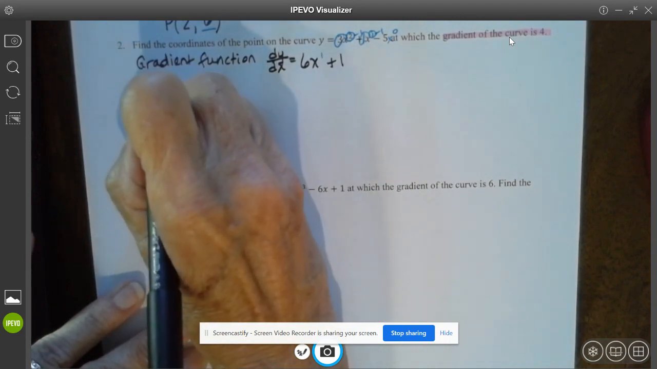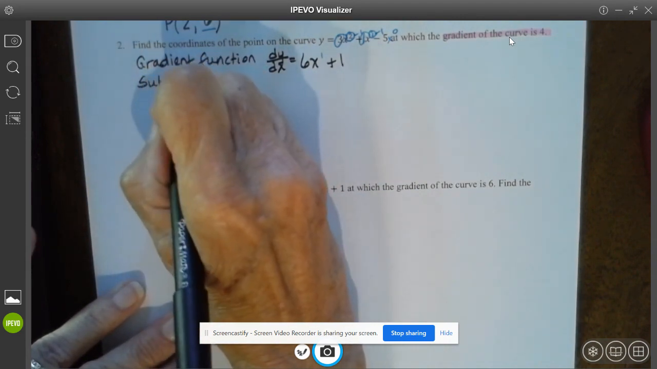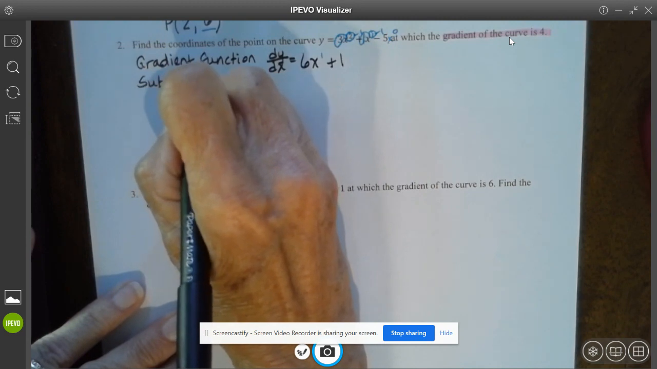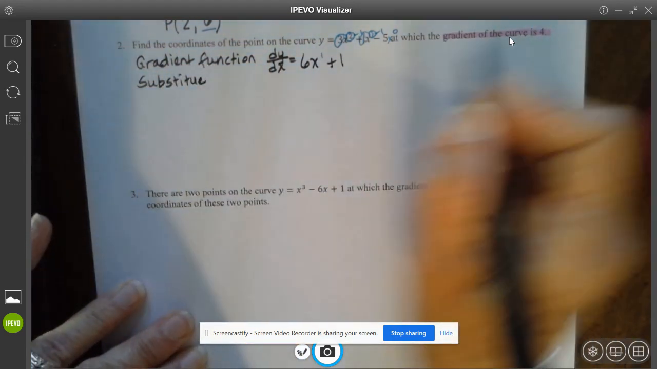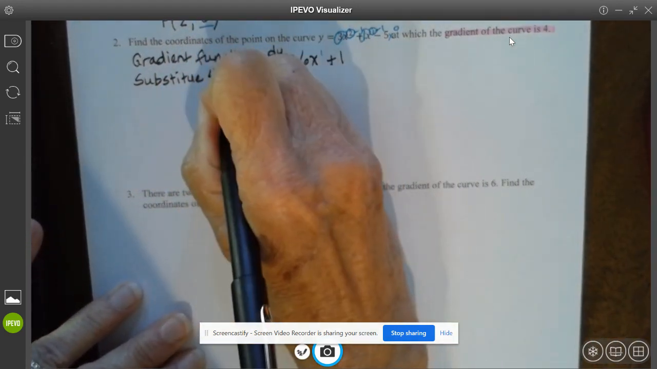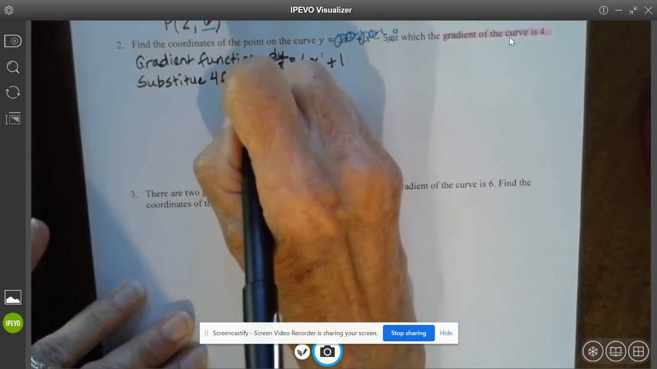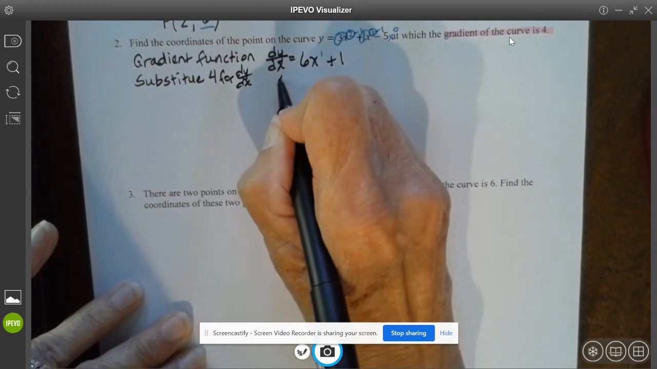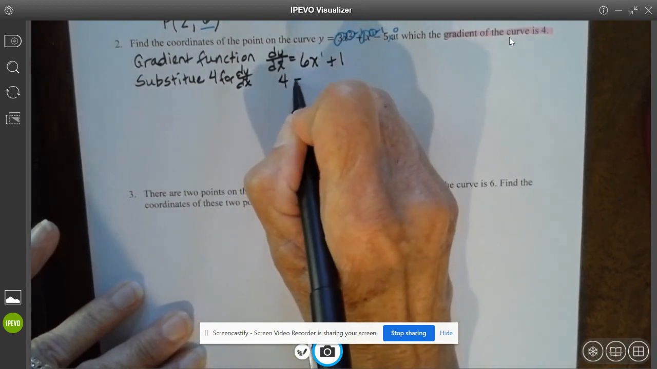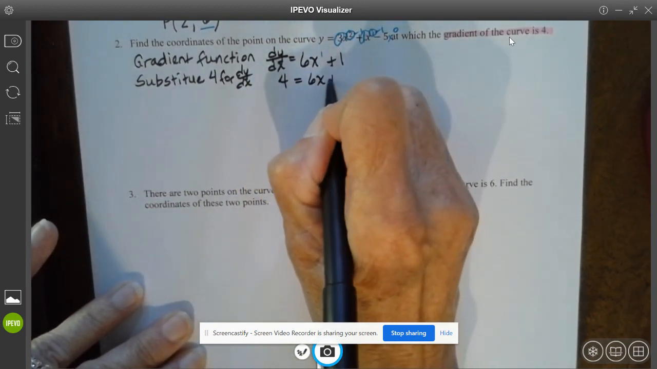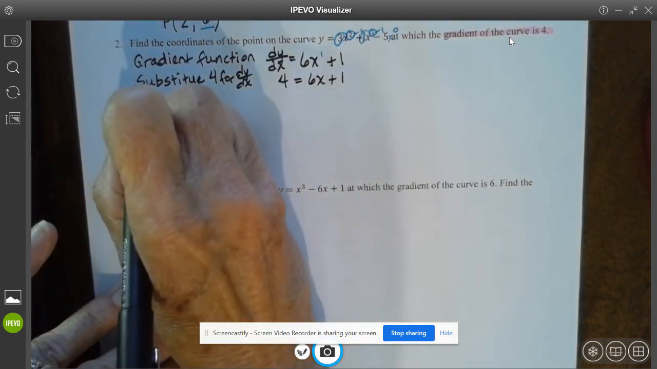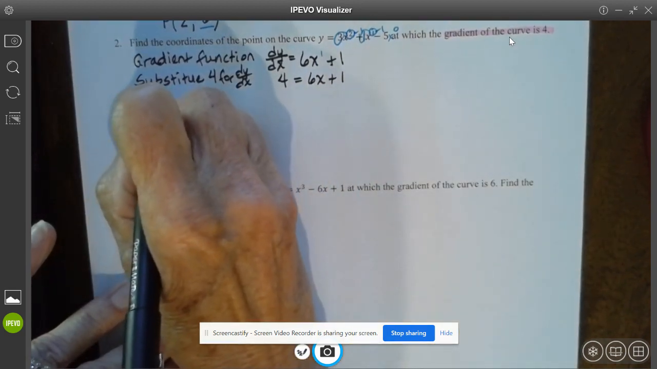Same step as we did in problem number 1. You're going to substitute. What's our gradient here? 4 for d of y over d of x. So 4 equals 6x plus 1. And then you're going to simplify.